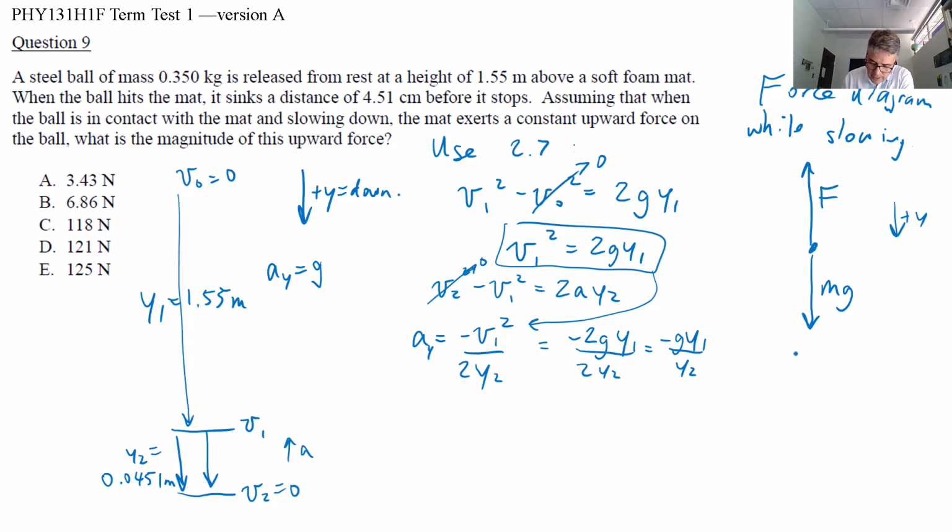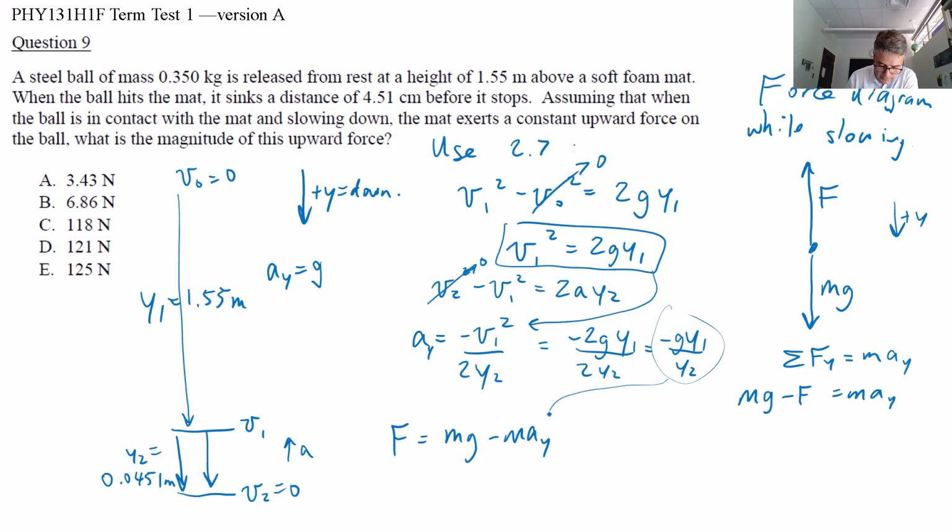So I would say that the sum of all the forces in the y direction is equal to the mass times a sub y. And so that's going to be, I guess, actually mg, because that's positive now, minus F is equal to m a sub y. Solving that out, I think you find that the force is equal to mg minus m a sub y. And then we have a sub y from here, so we can plug that into here.